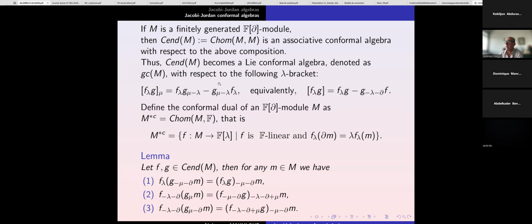Now, if you take the bracket, we define a Lie conformal bracket, and this Lie conformal bracket is defined by the following lambda brackets. And if you want the version with lambda product, it is like this. Here we can see that we can define a conformal dual of an F[partial D] module M, and it is defined in this way. Now, if we have two conformal endomorphisms, then we have these identities.